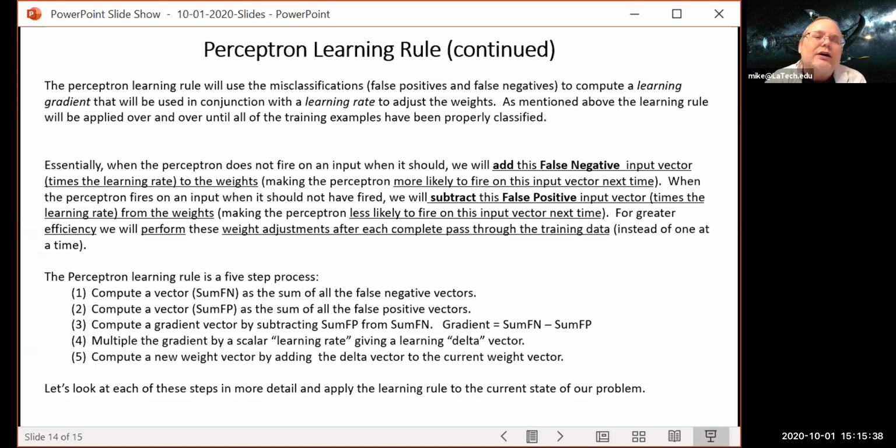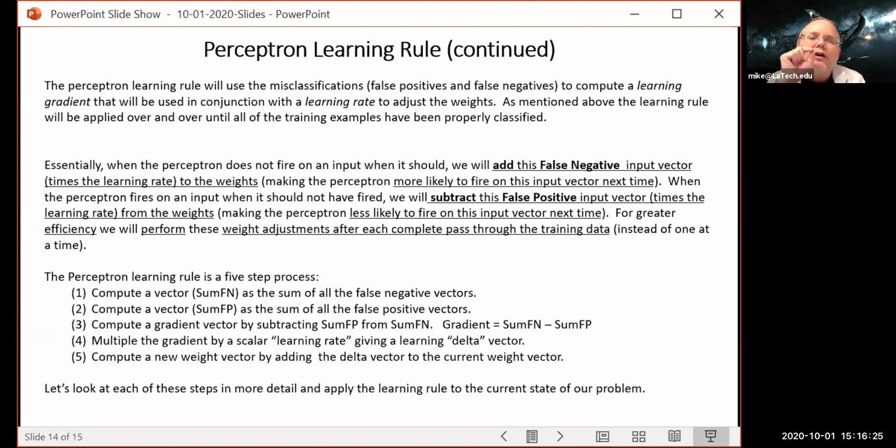Okay, so essentially, when the perceptron doesn't fire on an input that it should have fired on, that's a false negative. And we will add that false negative to an input vector times the learning rate, to our gradient. I'm calling it an input vector. I really probably should call it the gradient there. We're going to add that false negative to our gradient vector. And the reason we're doing that is that it will make the perceptron more likely to fire on this input vector the next time. Okay?